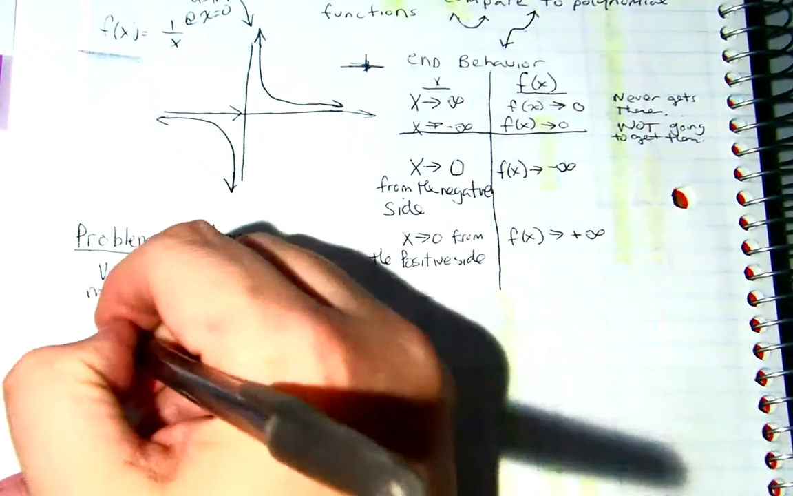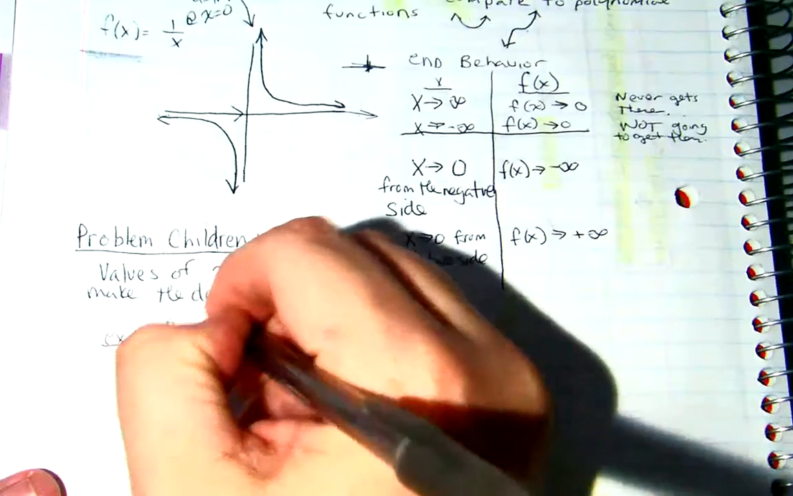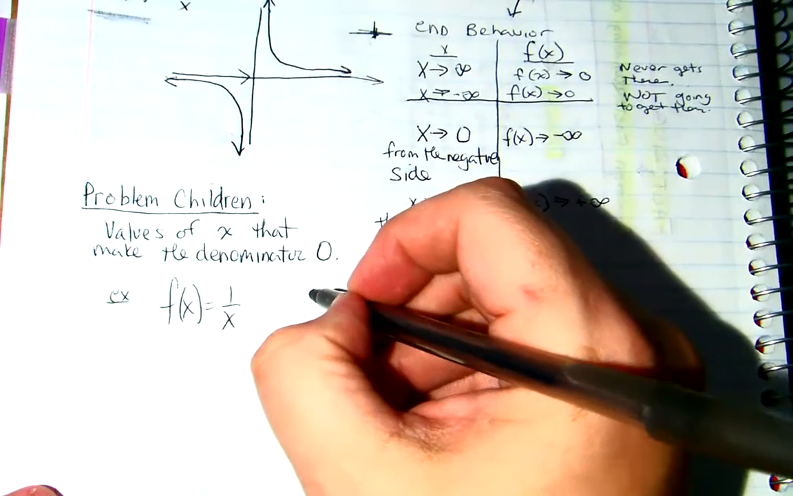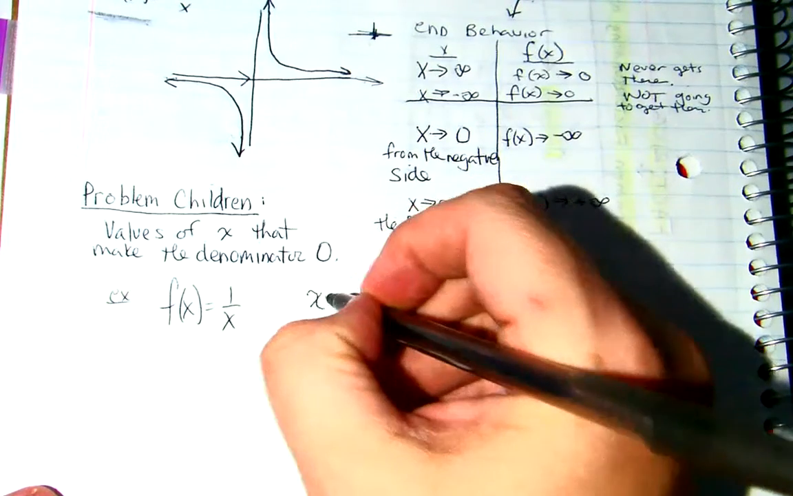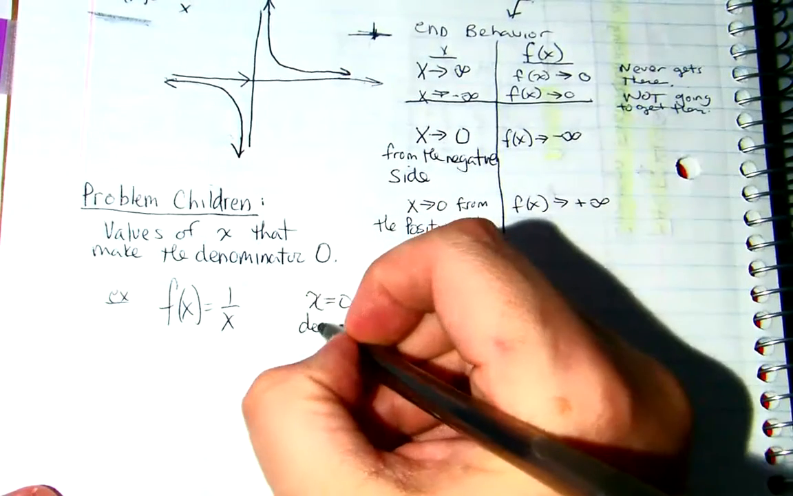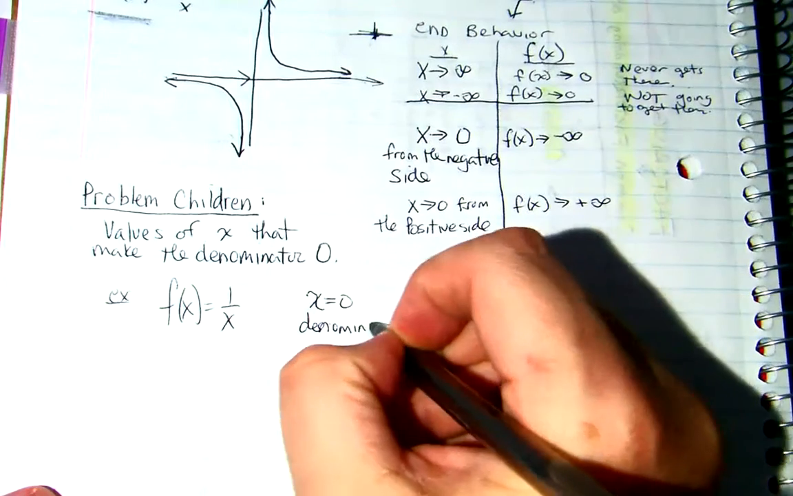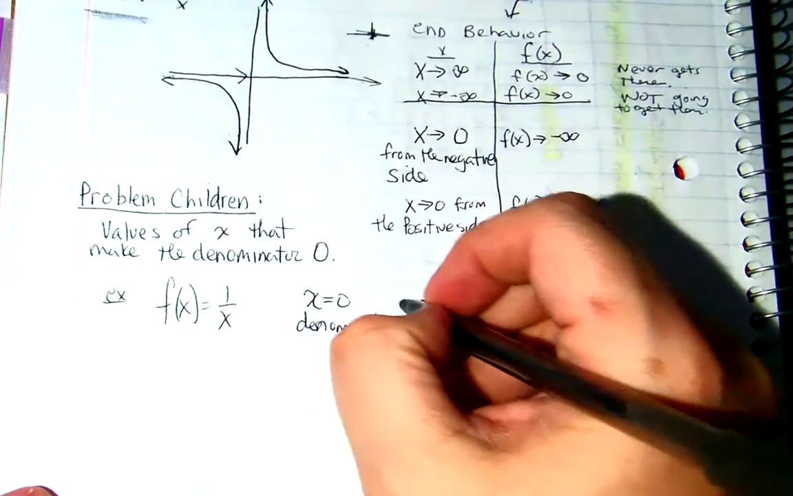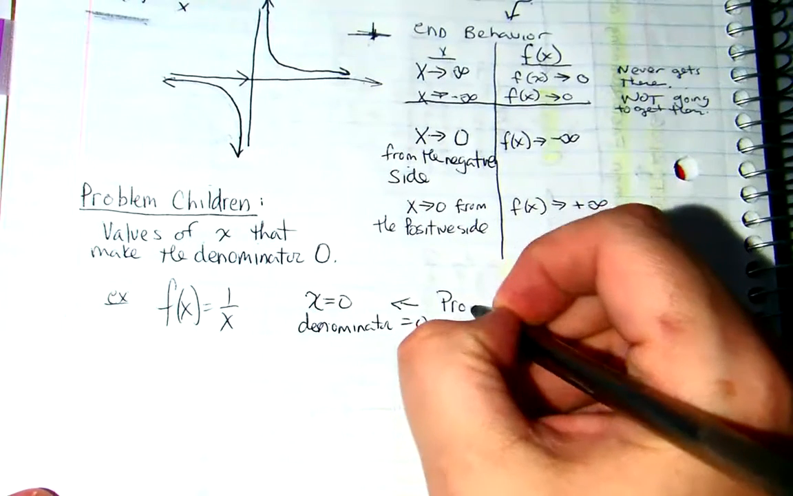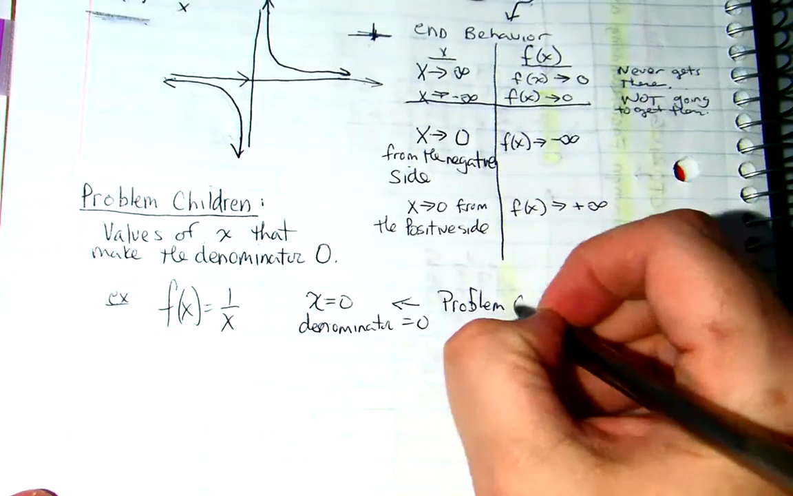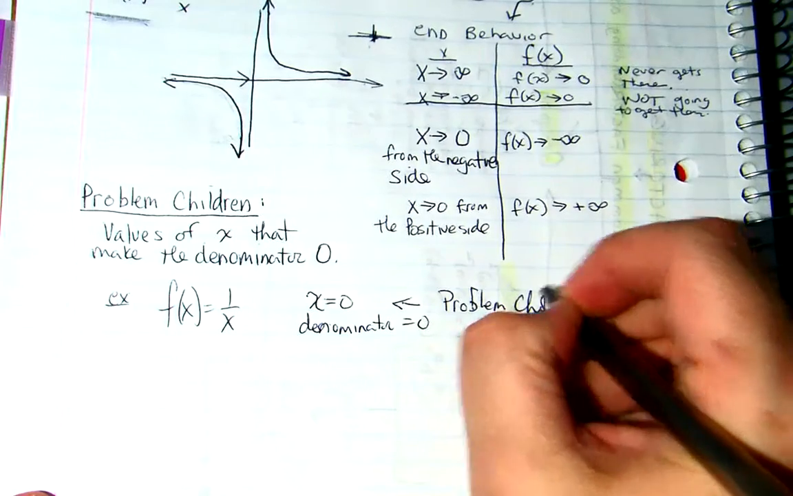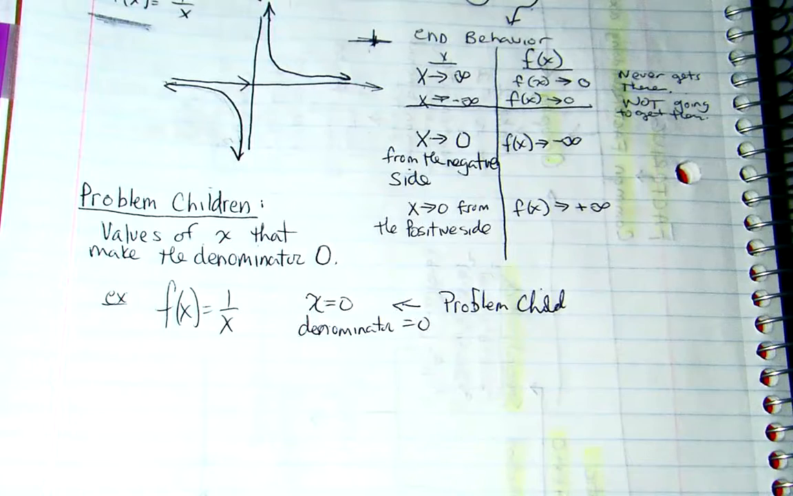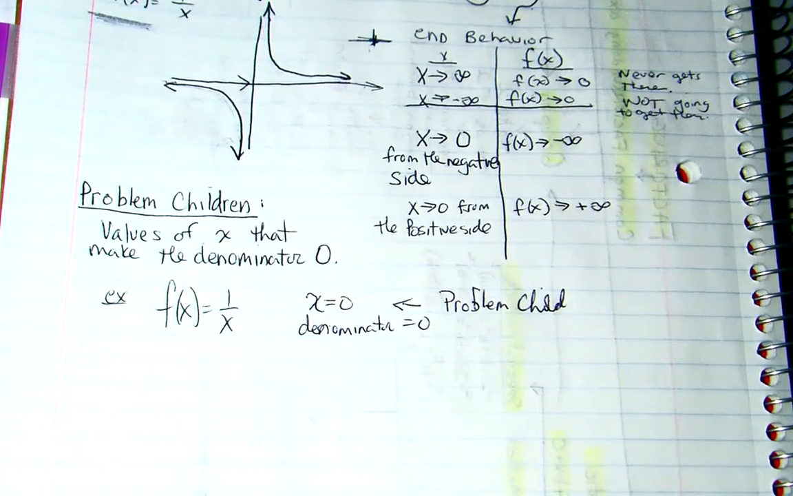Now, for example, if I have f of x is equal to 1 over x, if I set x equal to 0, or if I set the denominator equal to 0, this is a problem child. And that's going to lead me to the idea that my x's can never be equal to 0.